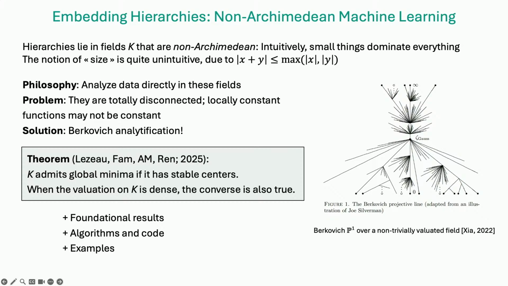So we have stable centers in our non-Archimedean fields. We've also shown that if you have stable centers, you can get global minima when your valuation on K is dense. Essentially, all of these ideas of valuations and denseness of valuations are just a way of assigning a concept of size to non-zero elements here. So we get some foundational results in terms of maxima and minima.